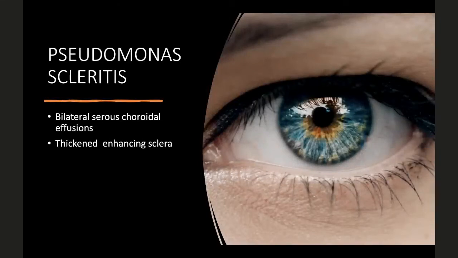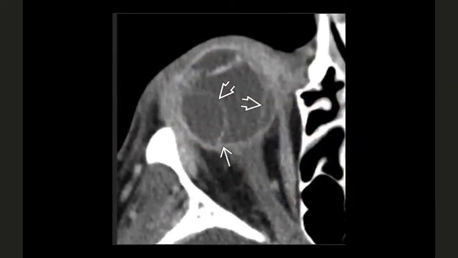And another microorganism is Pseudomonas scleritis. This one causes bilateral serous choroidal effusion, but this is serous, right? Thick and enhancing sclera is present. And I just wanted to give you a difference.